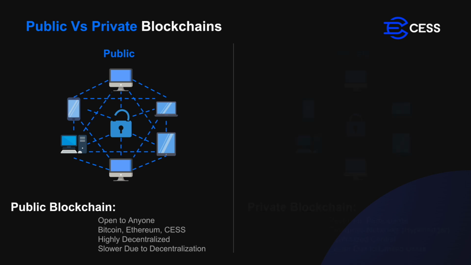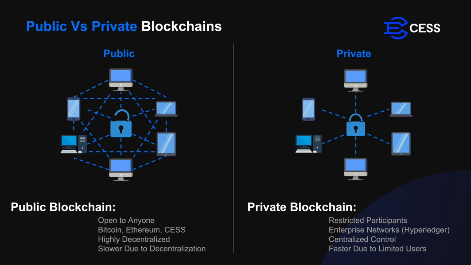Now, let's talk about private blockchains. Unlike public blockchains, these are restricted networks where only authorized participants can join and validate transactions. Private blockchains are commonly used by enterprises and organizations that require controlled access and higher scalability. For example, a financial institution may use a private blockchain to securely manage internal transactions without making them publicly accessible.